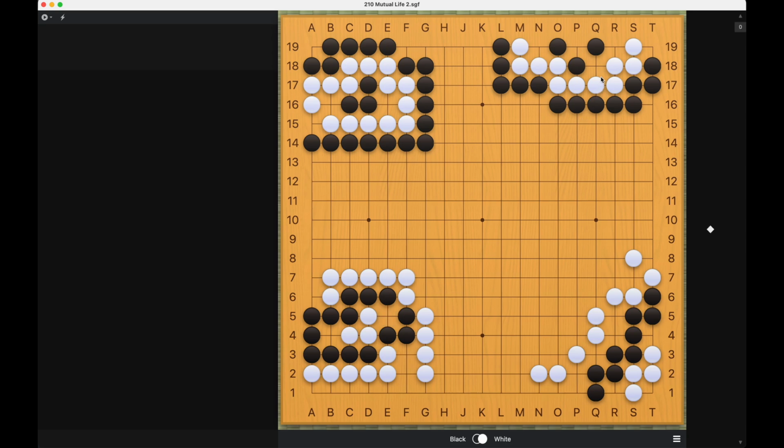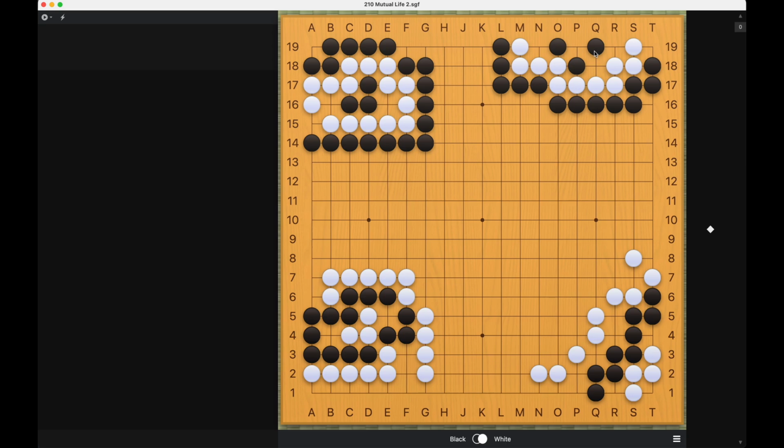Now let's look at a more challenging one on the upper right. The question is still, is this mutual life? As we see, the eye space is quite big. The eye space is 7. If we allow white to capture 6, then it's probably alive.